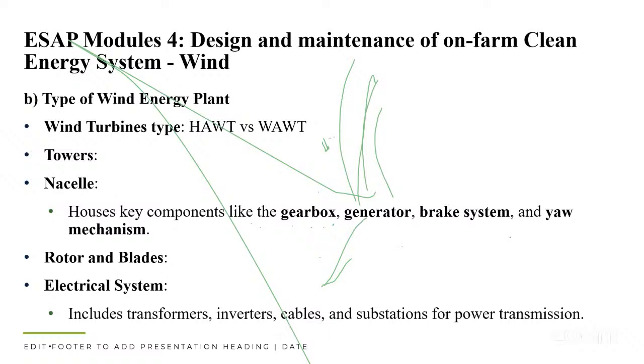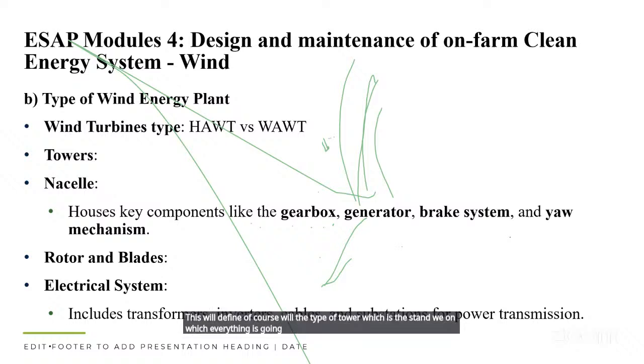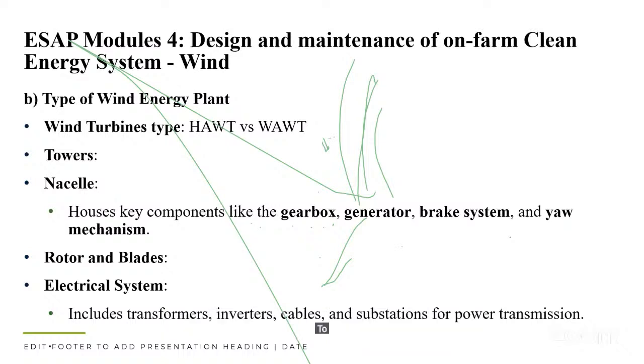Now, we also look at the type. What type of wind system do we want to put? Is it with a horizontal axis or with a vertical axis? So this will define, of course, the type of tower, which is the stand on which everything is going to be fixed. The nacelle, which actually is the box where you have your gearbox, your generator and the brake system, but also the yaw mechanism, which assists you to check the direction of your rotor. And then, of course, the rotors and blades.